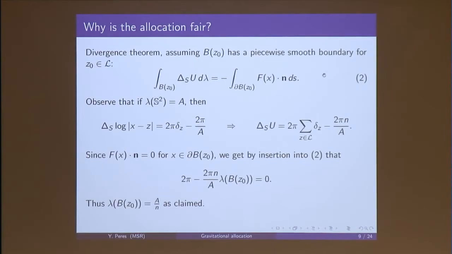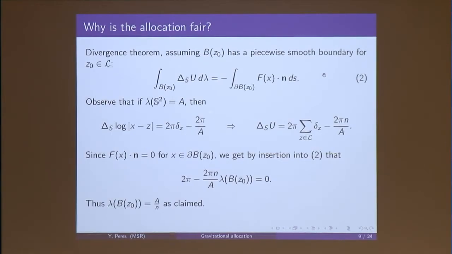Now, what is this Laplacian? Well, if you do it in the plane, the Laplacian of a logarithm is just a Dirac with this constant in front, 2 pi times a Dirac at z. This is the Laplacian in the x variable. But because we're not in the plane, we're on the sphere, there's a curvature term.